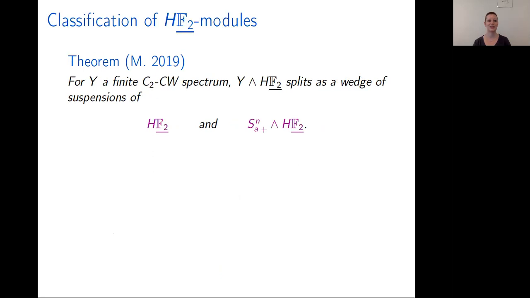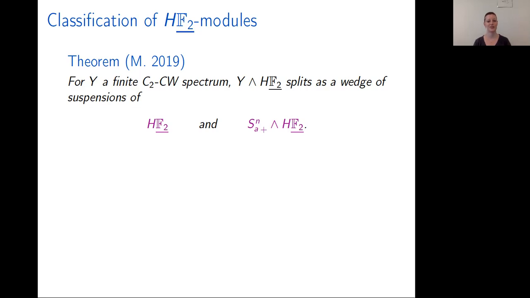In the C2 world, I've lifted this to a statement at the spectrum level. So we actually have a splitting of spectra. If you take Y, a finite C2-CW spectrum, and you smash it with the Eilenberg-MacLane spectrum, then it splits as a wedge, and that wedge has only two types of summands. Again, there's HF2, the Eilenberg-MacLane spectrum, that corresponds to M2, and of course, a piece corresponding to the cohomology of the antipodal sphere.